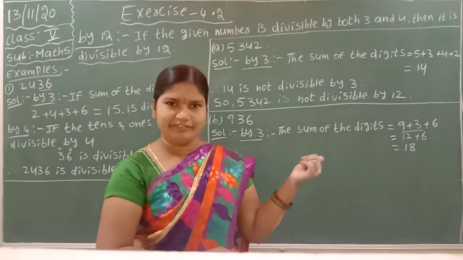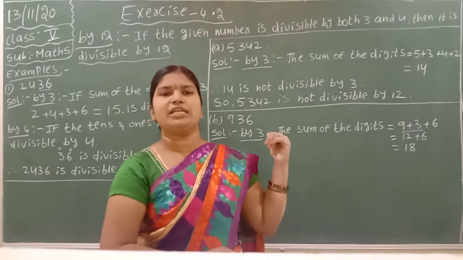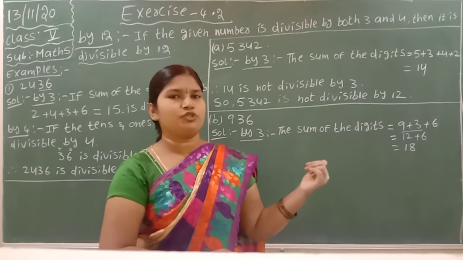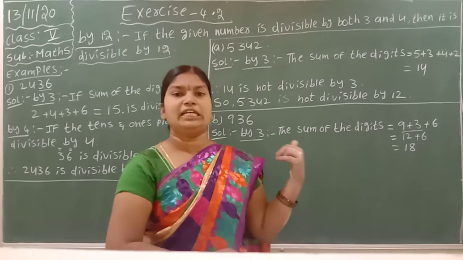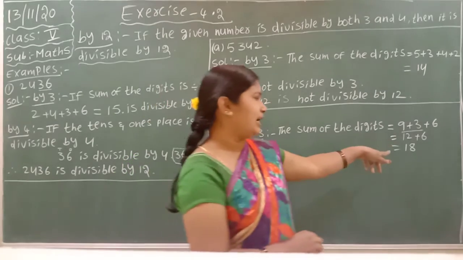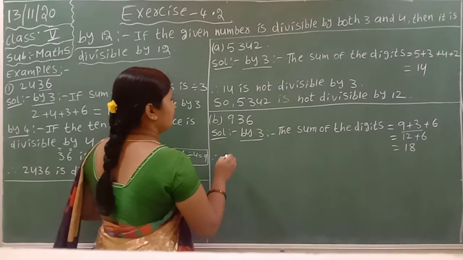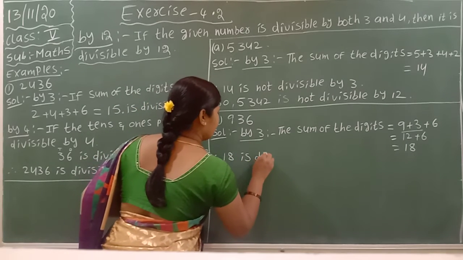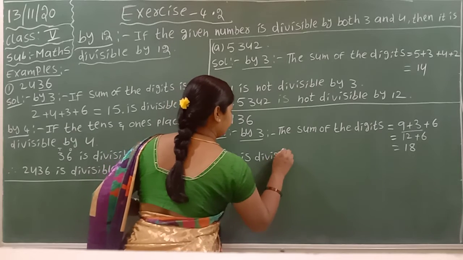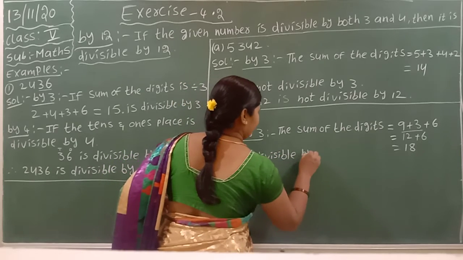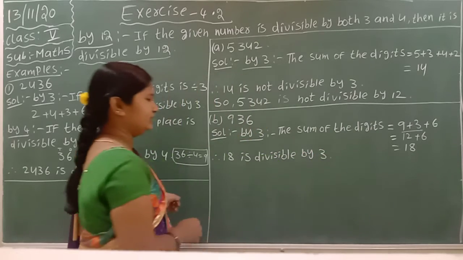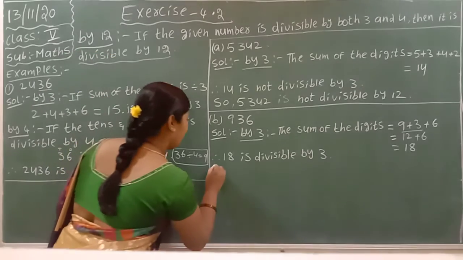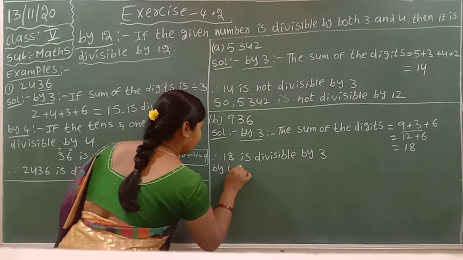Check once. 3 ones 3, 3 twos 6, 3 threes 9, 3 fours 12, 3 fives 15, 3 sixes 18. It will come. So, 18 is divisible by 3. Now you can check the by 4 formula.